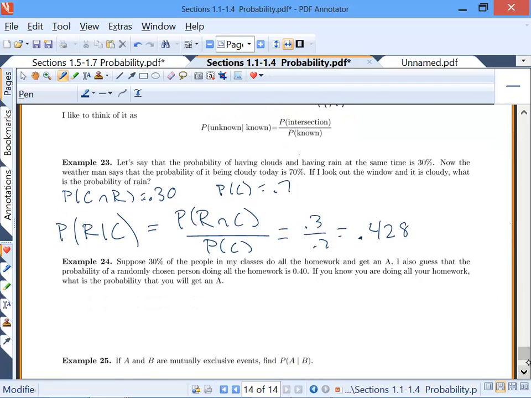Now just to emphasize what I said yesterday, what would have happened if you put 0.7 over 0.3? What kind of answer would you have gotten? Something bigger than 1, and that should have been a good clue that you did something wrong.